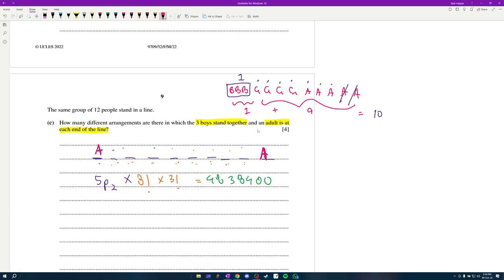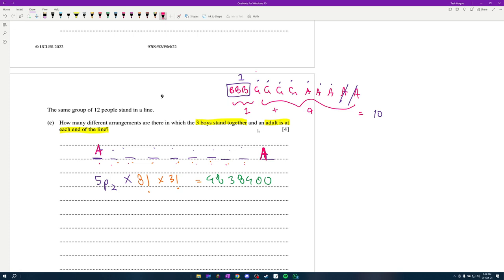We have the boys as a unit, then we have 4 girls and 3 adults left. We have 8 units left because we just placed these 2 adults at the ends. So 10 minus 2 is 8. So 8 factorial for them, since everyone is unique. And the boys can interchange among themselves, so it's 3 factorial for them.